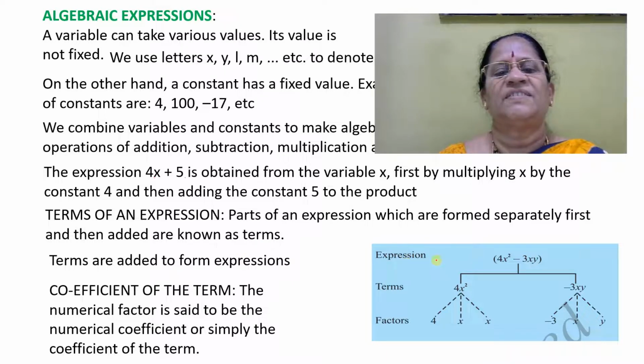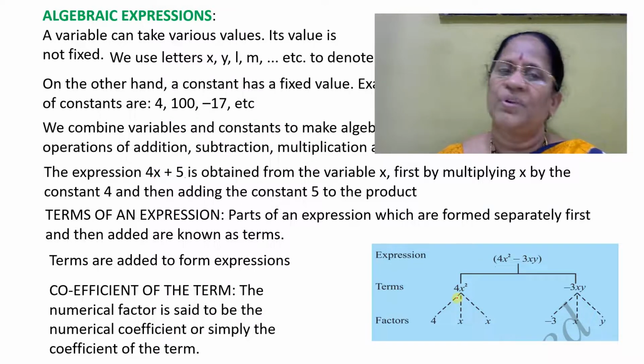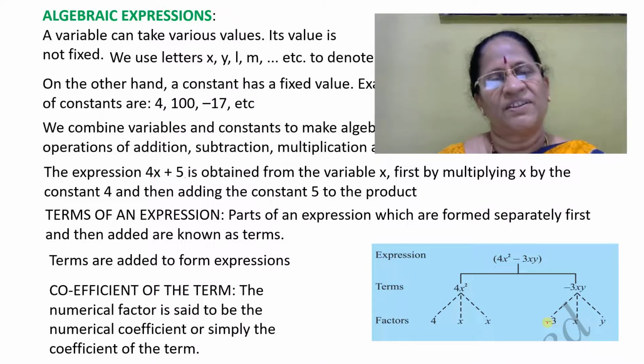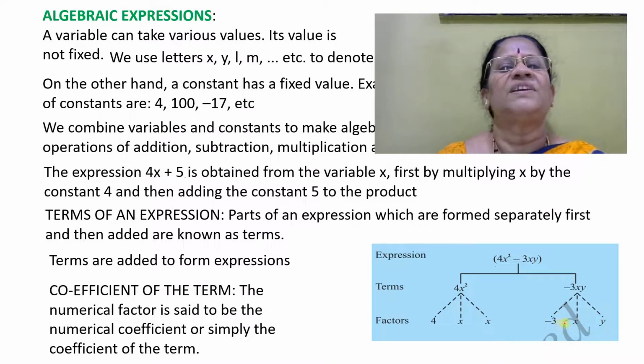Now let us consider this example. 4x square minus 3xy. We have two terms here, 4x square and minus 3xy. This 4x square can be written as the product of 4x and x. So these are said to be the factors of 4x square. Similarly, minus 3xy can be written as minus 3x and y. So minus 3x and y are said to be the factors of minus 3xy.